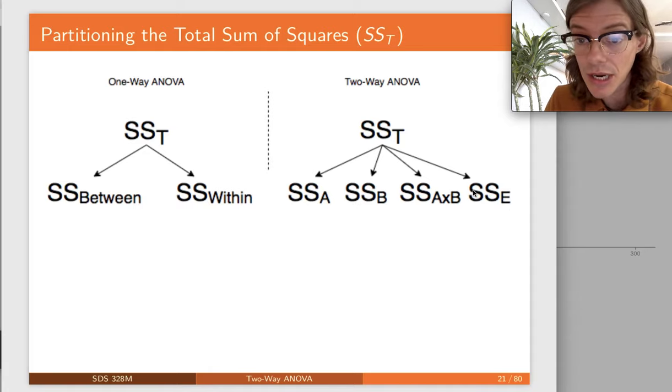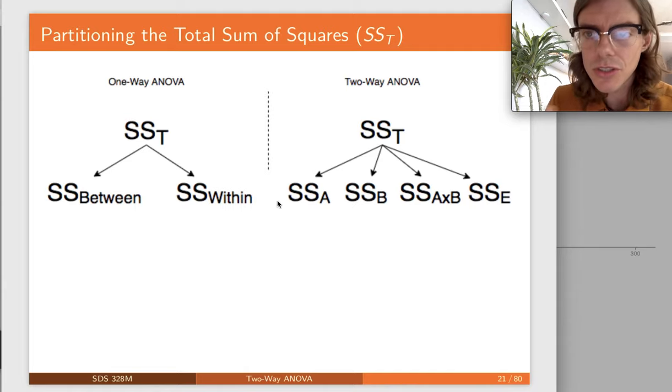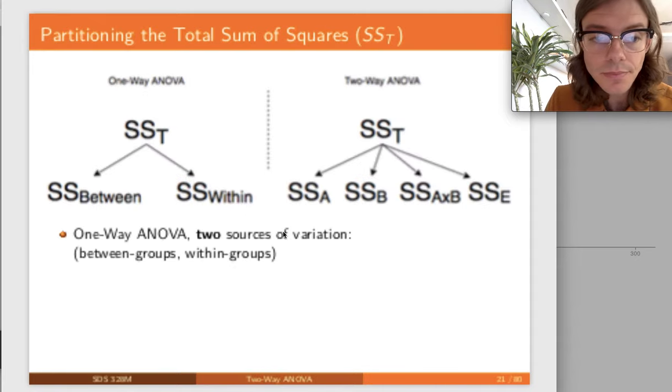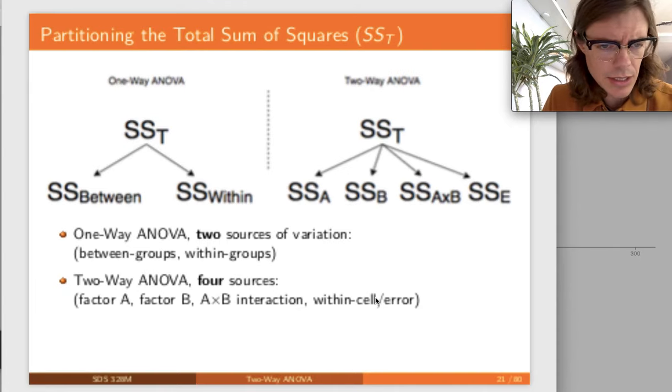So the sum of squares error in a two-way ANOVA is completely analogous to the sum of squares within in a one-way ANOVA. It's just the noise that's left over. Once you've accounted for factor A, factor B, and the interaction, how much of it is just junk that we can't explain? Yeah, so I think I talked about that stuff.